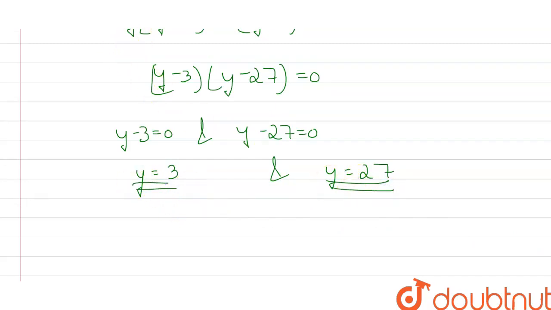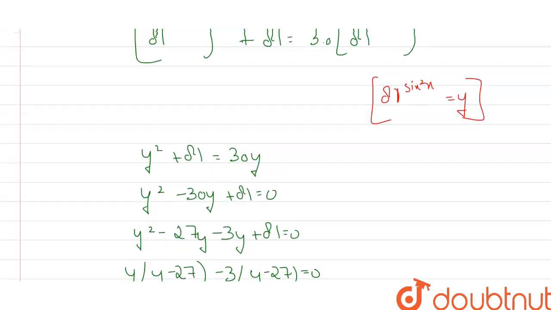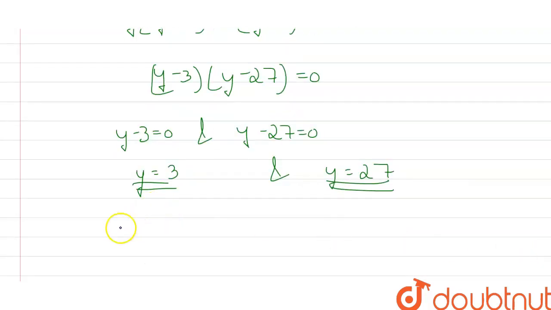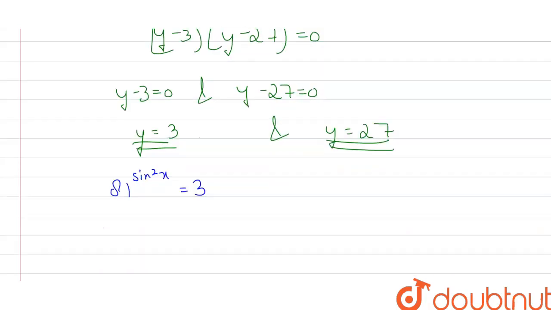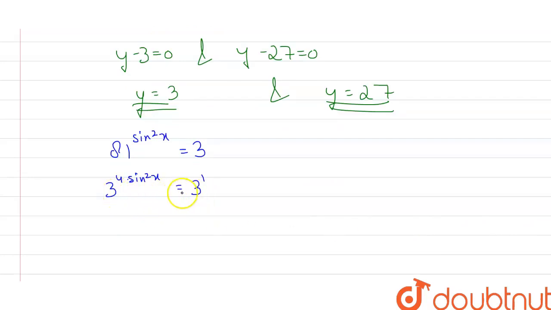Now we know the value of y we substituted earlier, 81^(sin²x). So I can write 81^(sin²x) equals 3. This 81 can be written as 3 to the power 4, so 3^(4 sin²x) equals 3 to the power 1. If we remove the constant base 3 and just compare the powers, this becomes 4 sin²x equals 1.